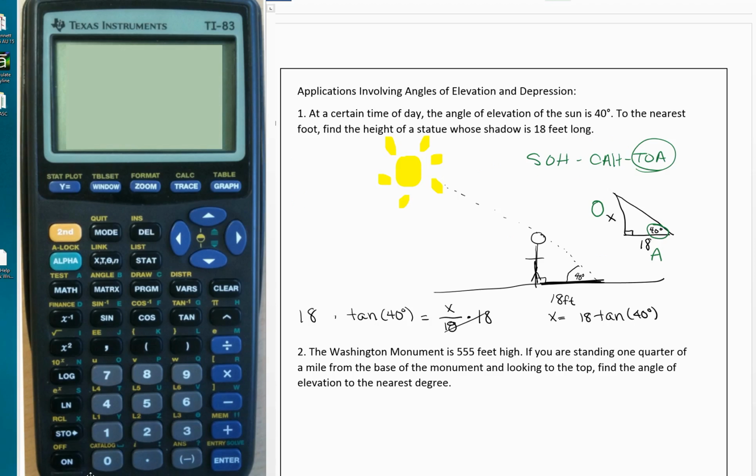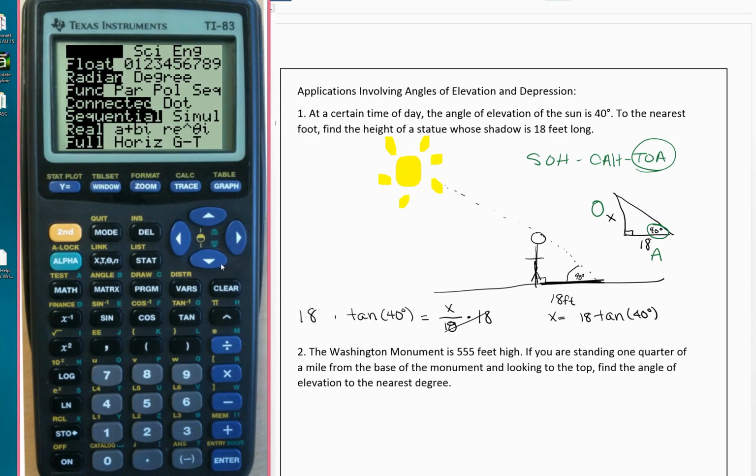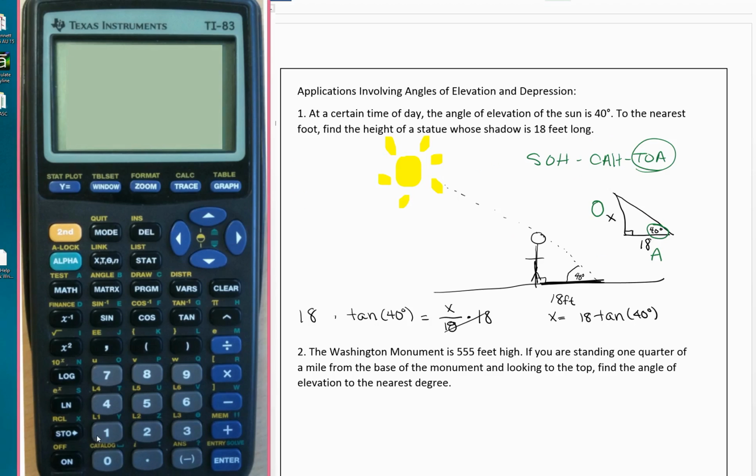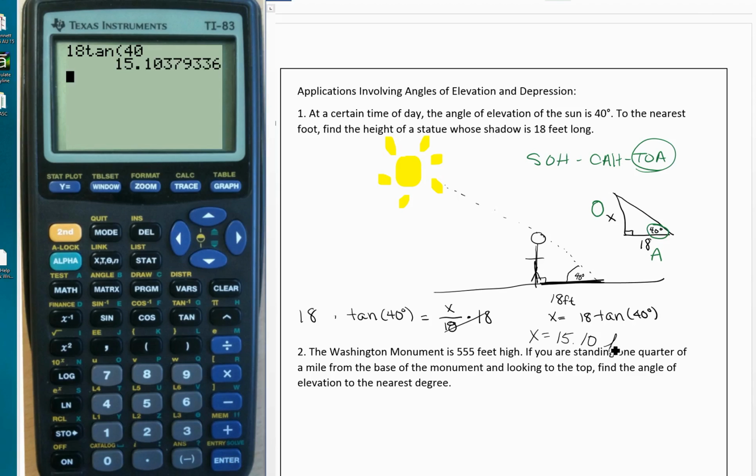If we pull out our calculator, first make sure you are in degree mode. So mode, make sure you're in degrees. Then we can put in our calculator 18 tangent of 40 degrees. Since our shadow is in feet, this would be in feet. If we round to 2 decimal places, this is 15.10 feet tall.